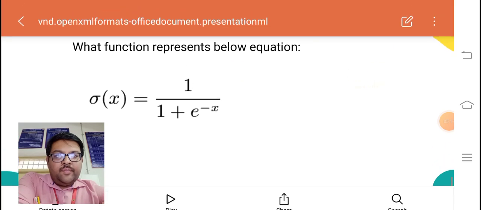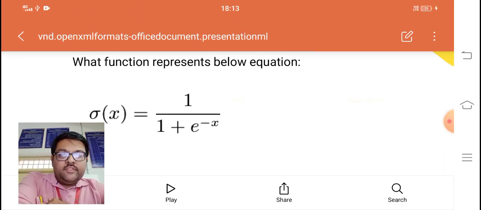What function does the below function represent? Sigma of x is equal to 1 divided by 1 plus e to the power minus x. So this is obviously a sigmoid function that we have already discussed in the previous slides.